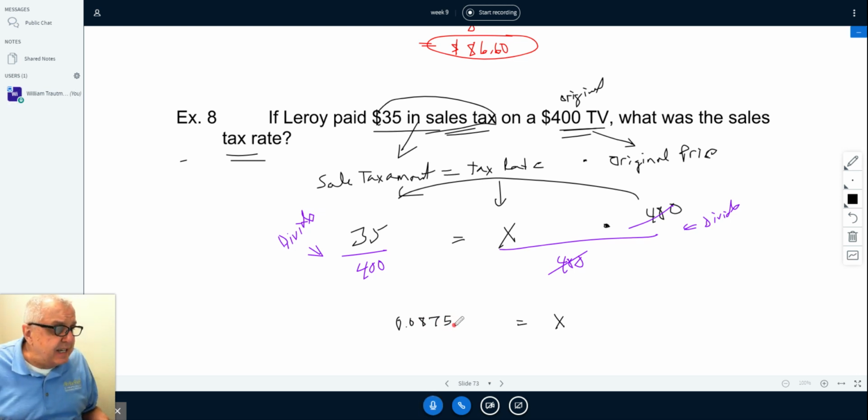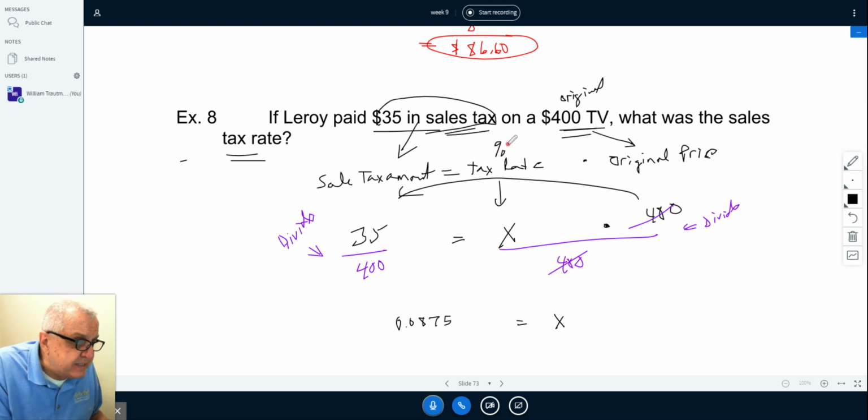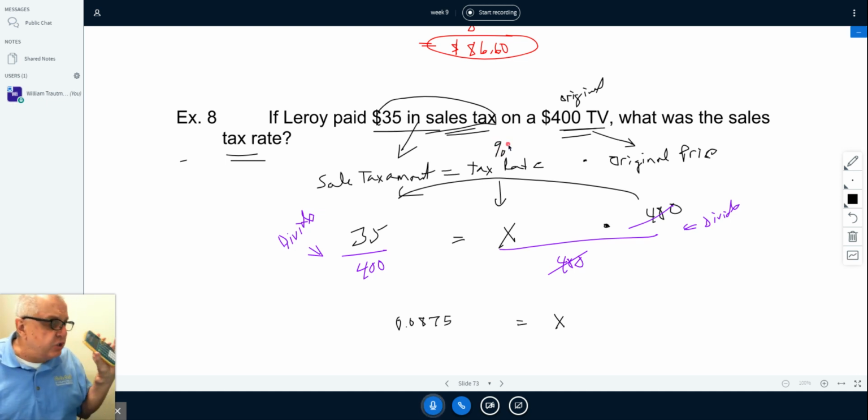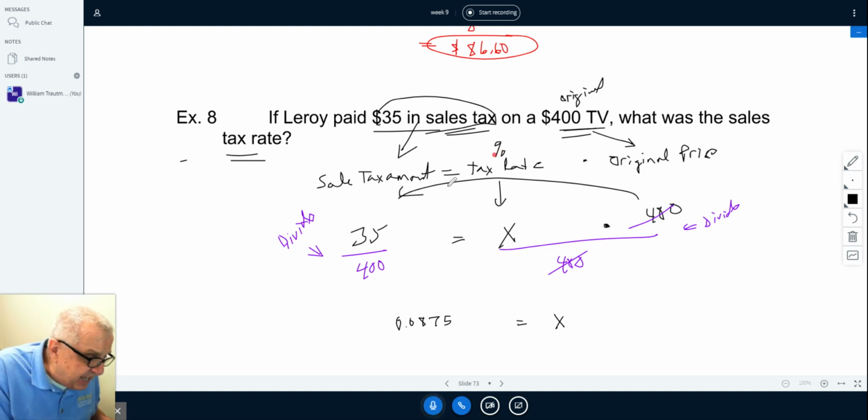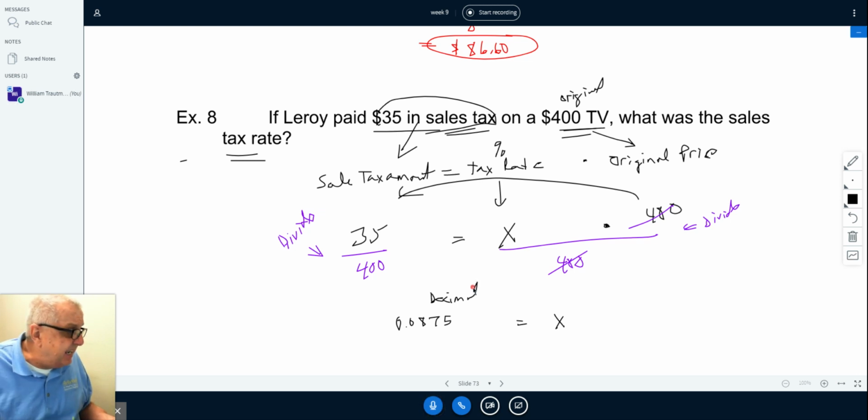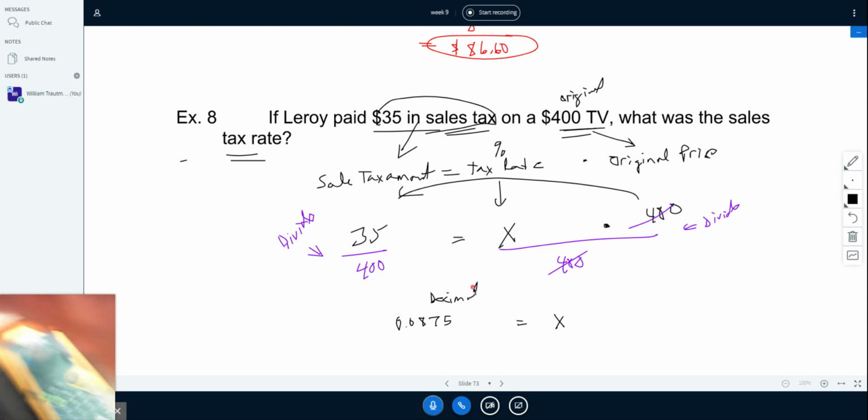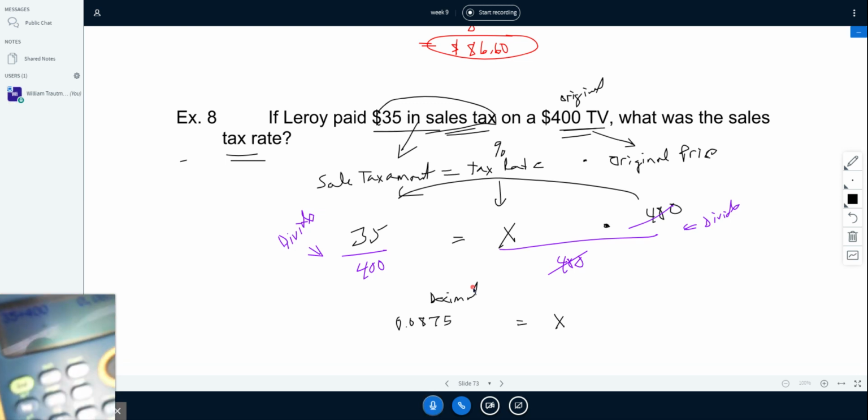Now, this is not the answer because they want to know the sales tax rate. Sales tax rate is always a percent number. When you do the math like this, we have a decimal number right now. Do you see? This is a decimal number, and I need to change it to a percent number. And I showed you that a little while ago by accident.